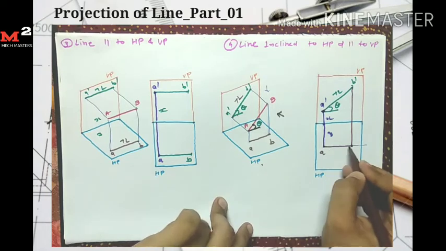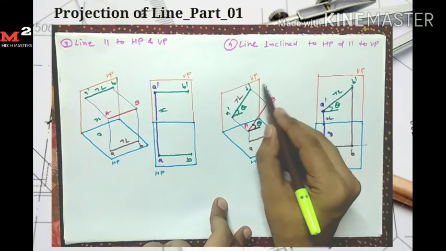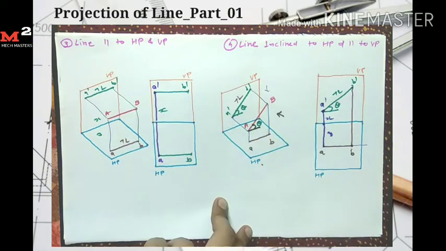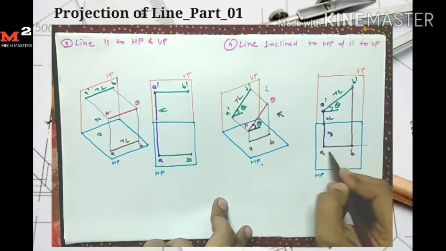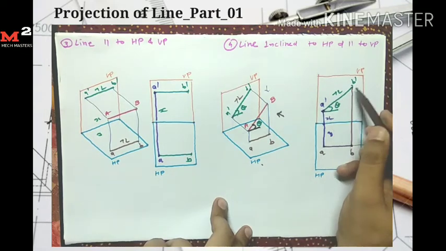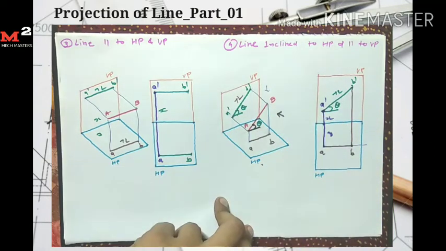Here the length AB is less than the true length because the line is inclined to HP. When we see the line from the top, its length is reduced due to the inclination. So here the length AB is reduced compared to the true length. In the front view, A dash B dash is equal to the true length because the line is parallel to the vertical plane.